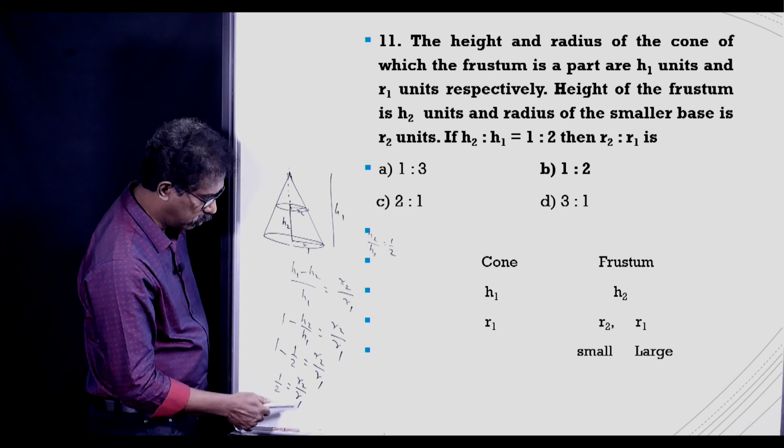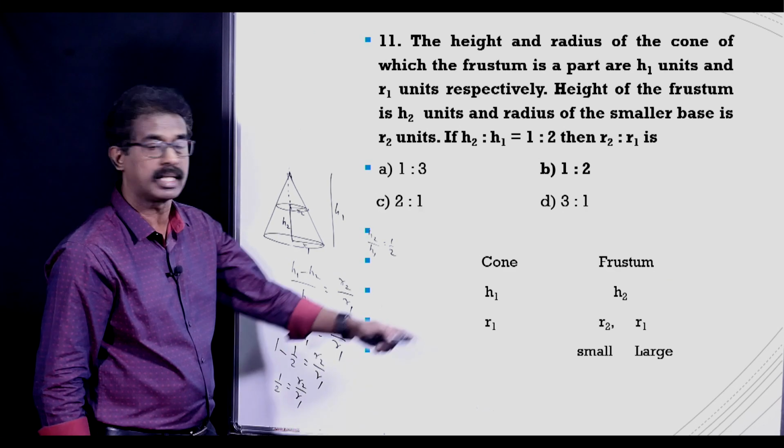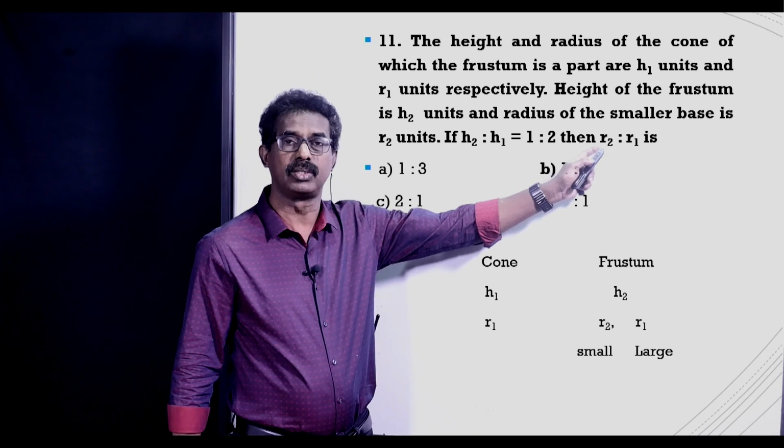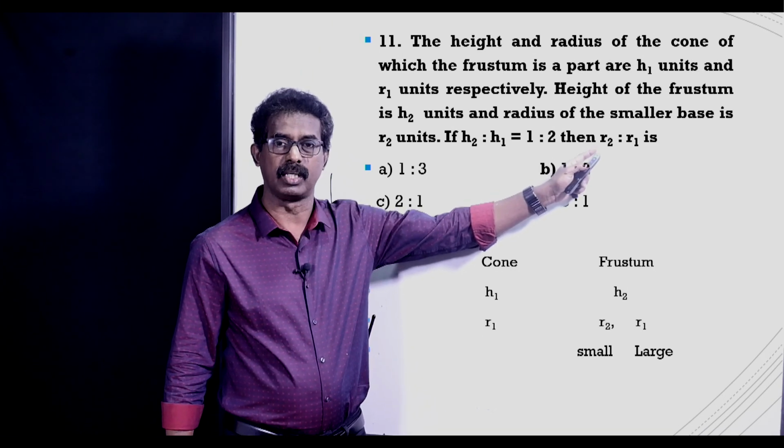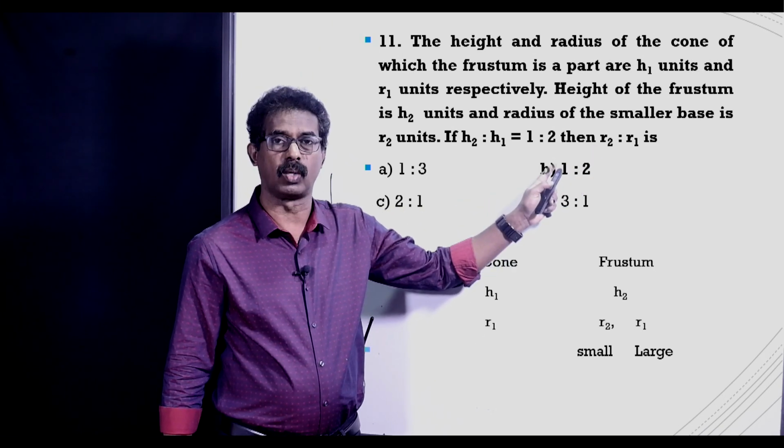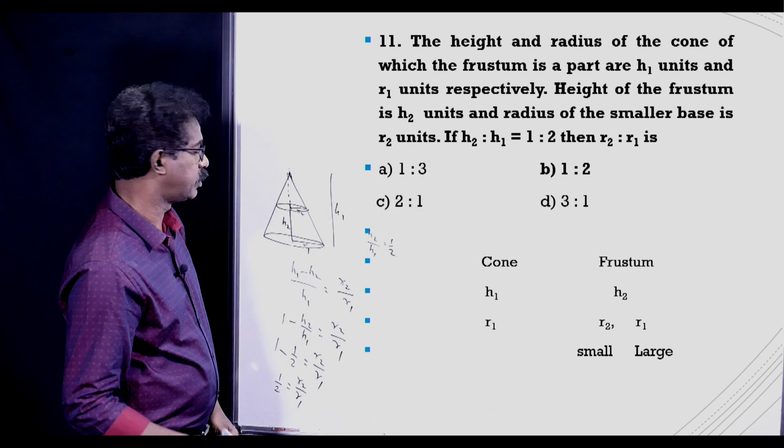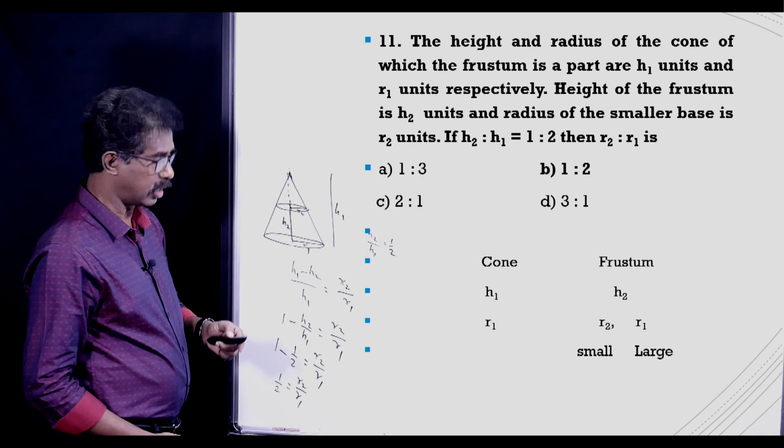So what is R2 is to R1? It is 1 is to 2. What they asked in the question, R2 is to R1, is 1 by 2. So the ratio is 1 is to 2. So the second option is the correct one. Okay, so you can make a note.